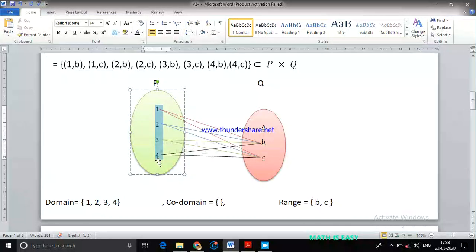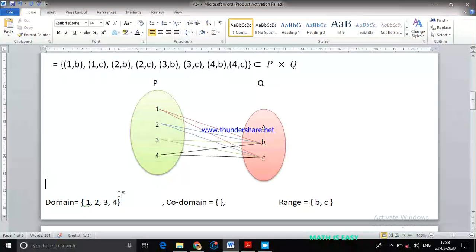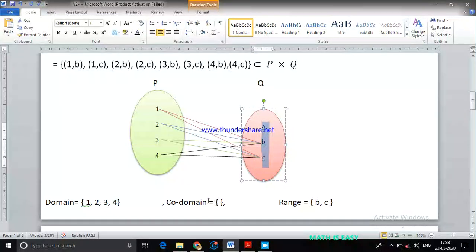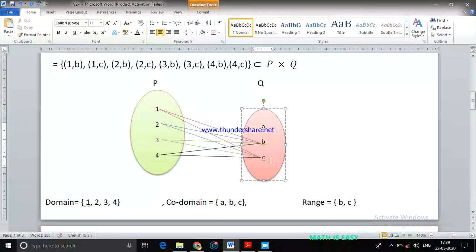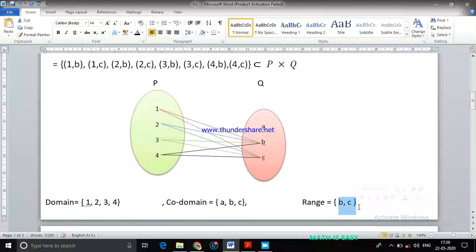Okay. So if you want to go by the diagrammatic way, you see which elements are mapping, which elements have the mapping with elements of Q. All those elements belong to the domain. And whatever the elements, every element you consider in the codomain is A, B, and C. And range is the elements having a map with the elements of P. So B has a mapping, C has a mapping. So B and C belong to the range.